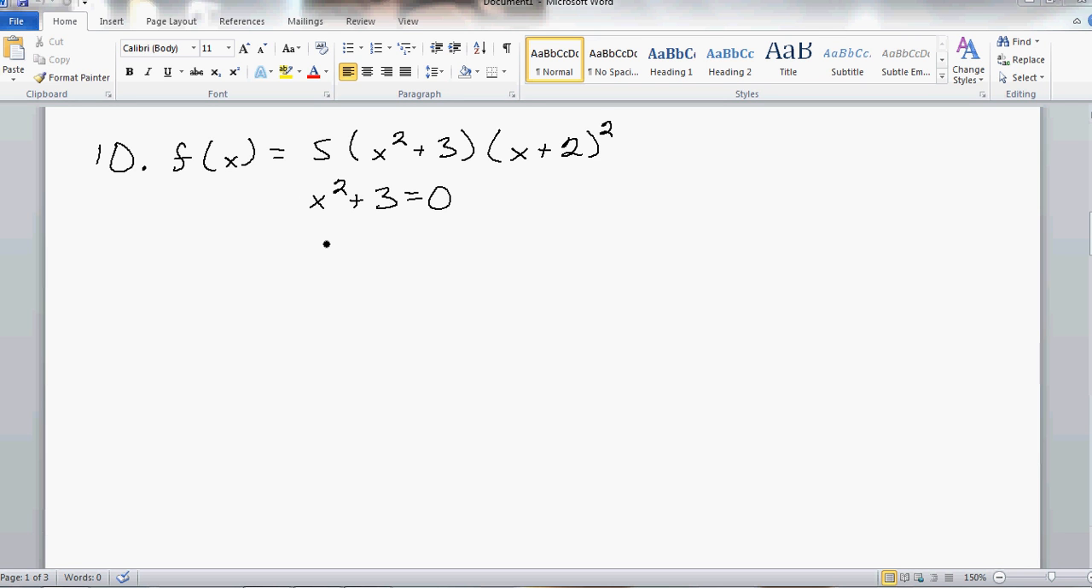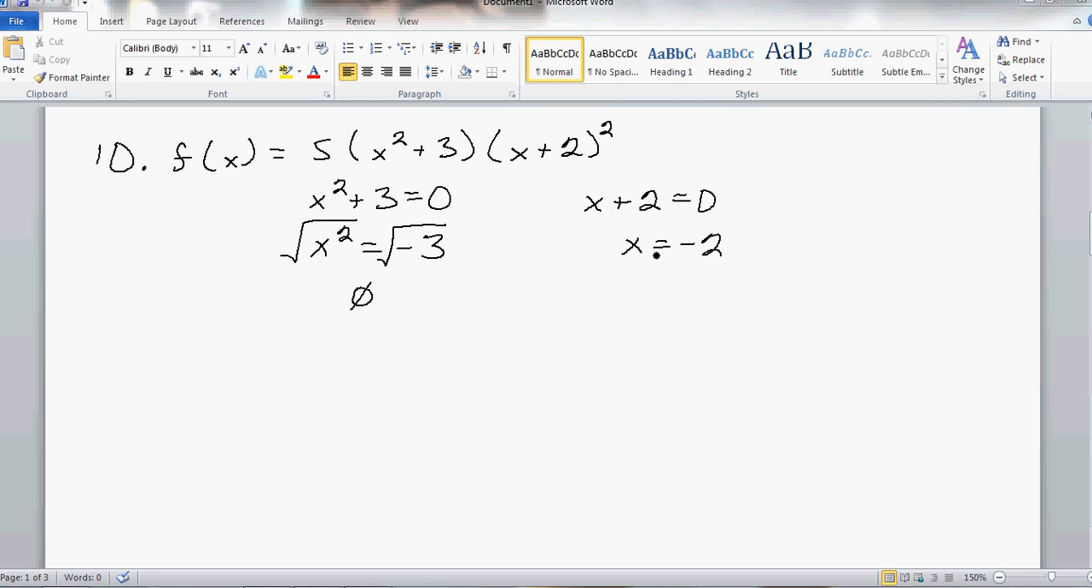Solving for x, subtract 3 from both sides. When we attempt to take the square root of both sides, we realize we can't take the square root of a negative. So there are absolutely no zeros for this portion. However, we can take x plus 2 and set it equal to 0. Subtract 2 from both sides so that x equals negative 2.